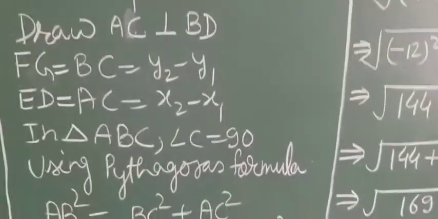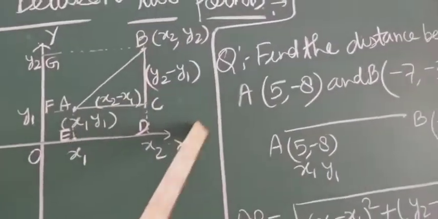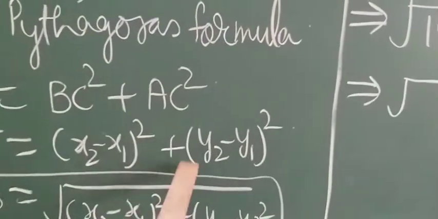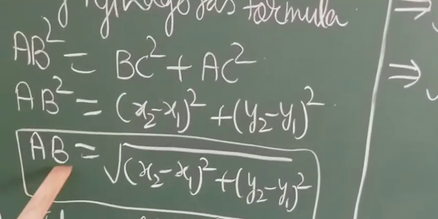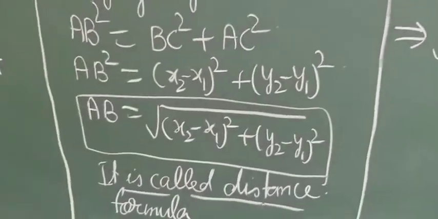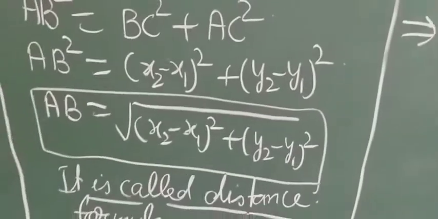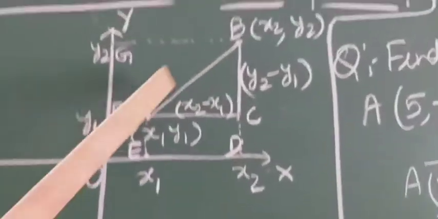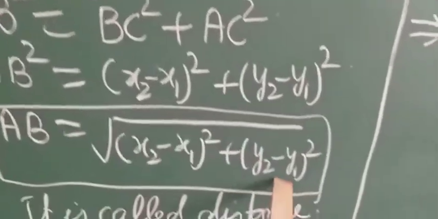Now put the values, students. BC is y2 minus y1, AC is x2 minus x1. So we get x2 minus x1 whole square plus y2 minus y1 whole square. Then AB equals root of x2 minus x1 whole square plus y2 minus y1 whole square. So this is called the distance formula, students. Okay students, we can find the distance between 2 points in the Cartesian plane with the help of this formula.